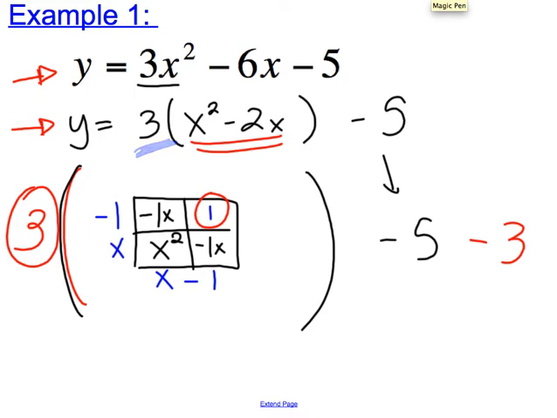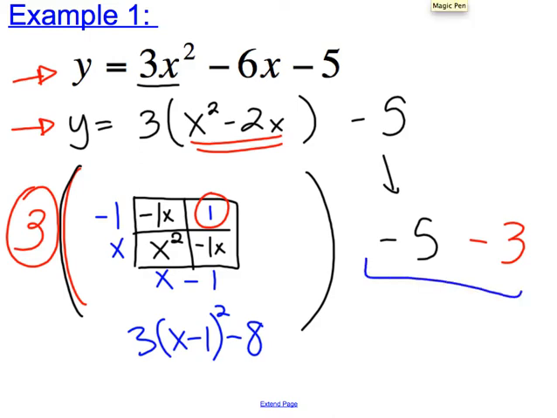So what we're saying here is that 3 times x minus 1 squared minus 8 is the same as my original problem. The minus 8, remember, we get by simplifying the minus 5 and the minus 3. Okay? So that's really important that you not forget that that 3 actually makes this 1 three times bigger. So let's try this again.